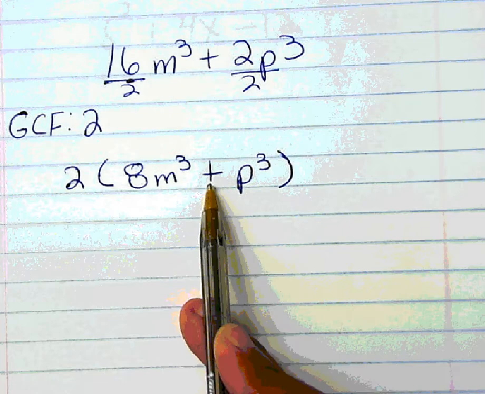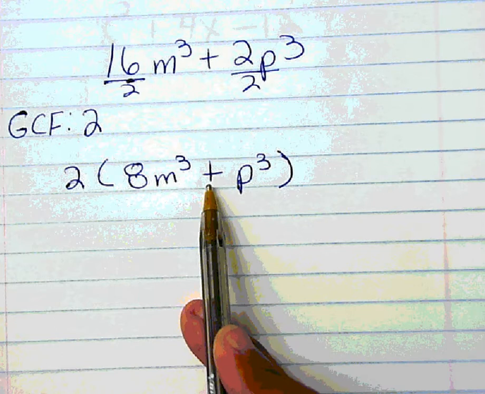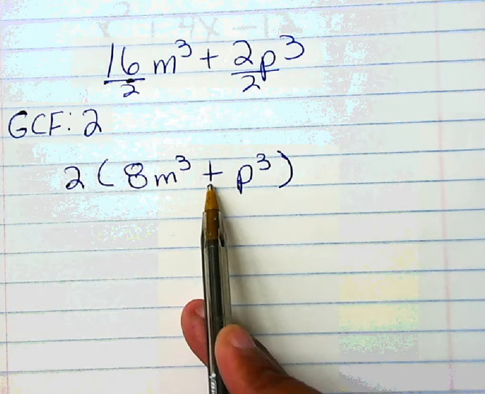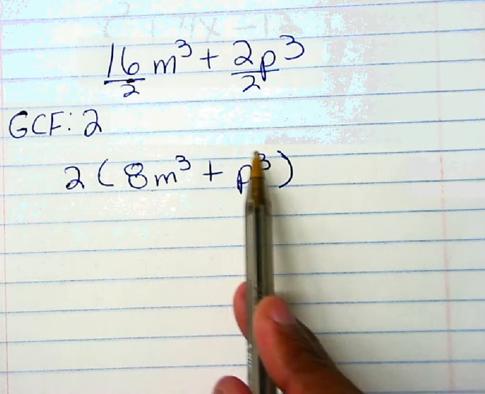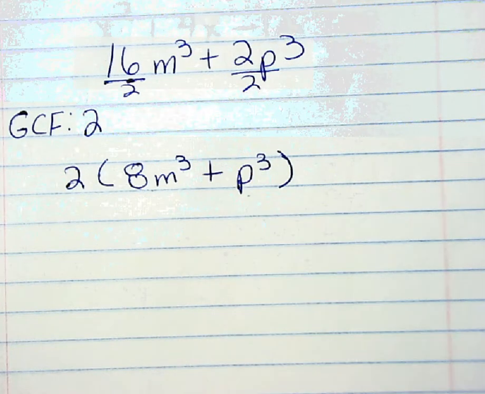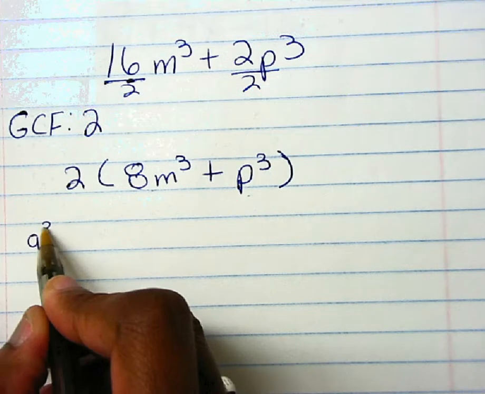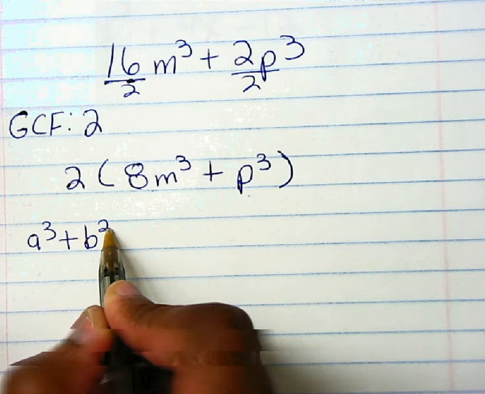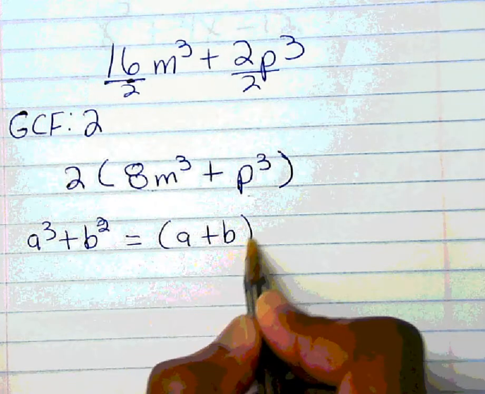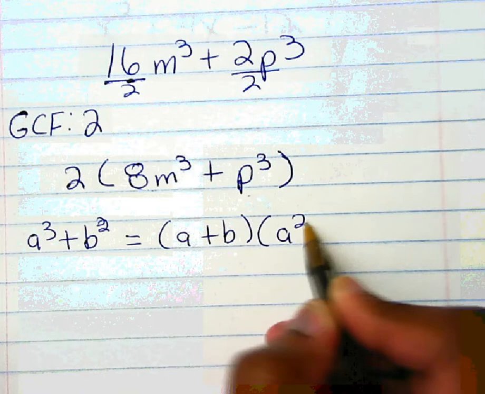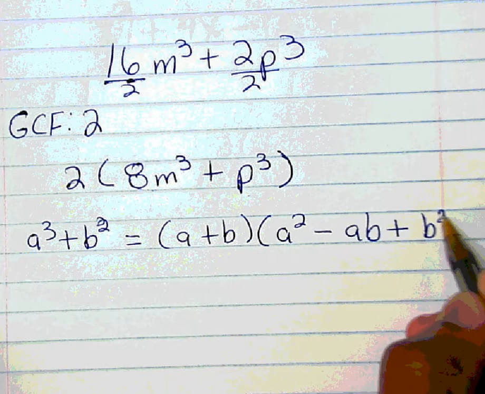It is a binomial, so my choices are difference of cubes. It's not a difference because it's not subtraction. Sum of cubes. Is this a perfect cube? Yes. Is this a perfect cube? Yes. So I'm going to use the pattern for sum of cubes. Sum of cubes says a cubed plus b cubed equals a plus b times a squared minus a times b plus b squared.